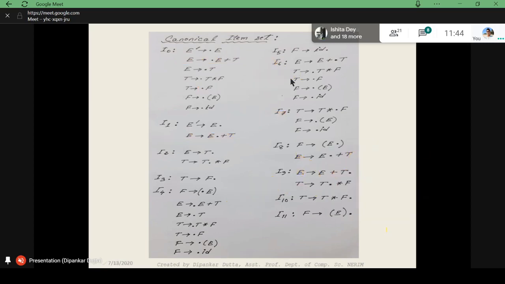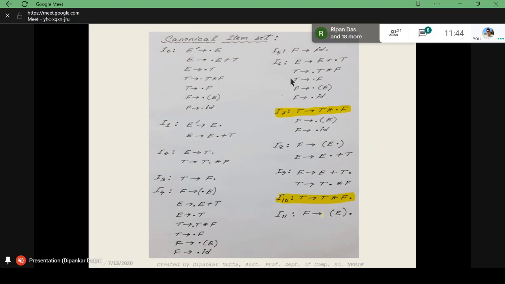Similarly, let us see another example, dot followed by a capital letter: T implies T star dot F. Now we have to look forward for T implies T star F dot, and it is available here.